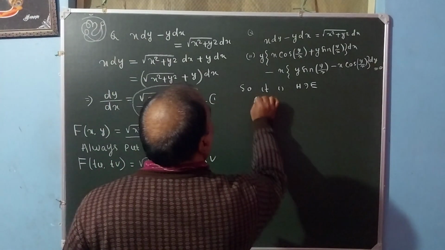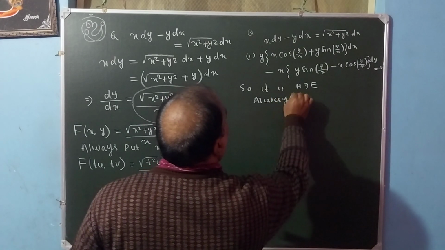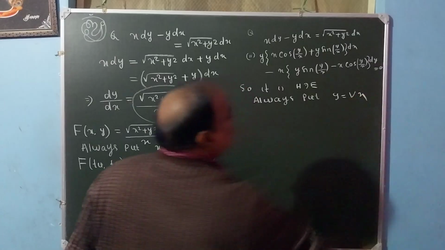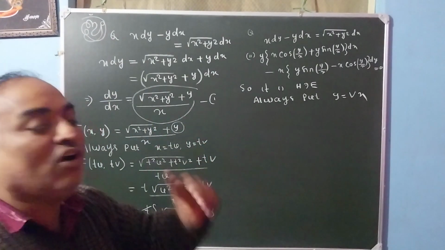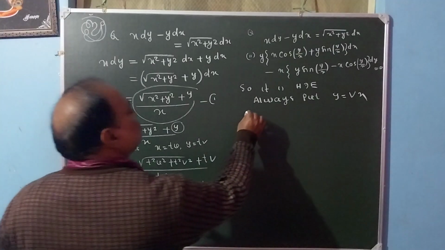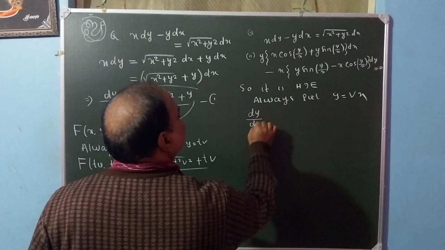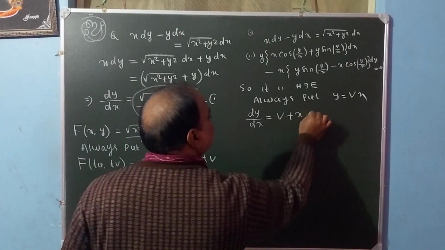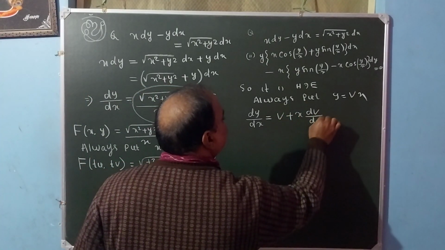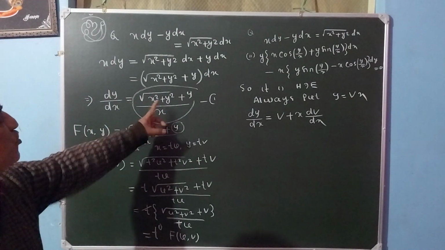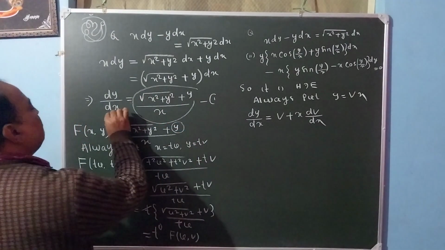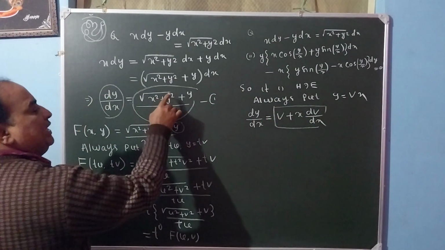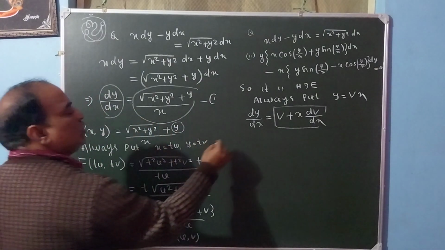Write down, always put y equal to vx. Once you put it, you have to differentiate on both sides with respect to x. So dy by dx, applying the product rule, is v plus x dv by dx. So the equation 1 becomes, in place of dy by dx we have to put this, and in place of y we have to put vx.